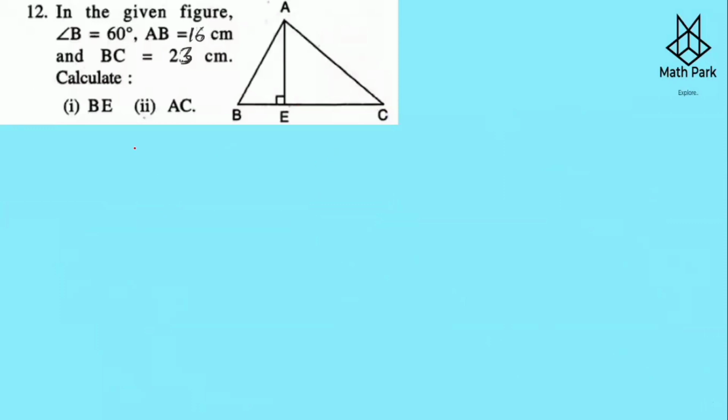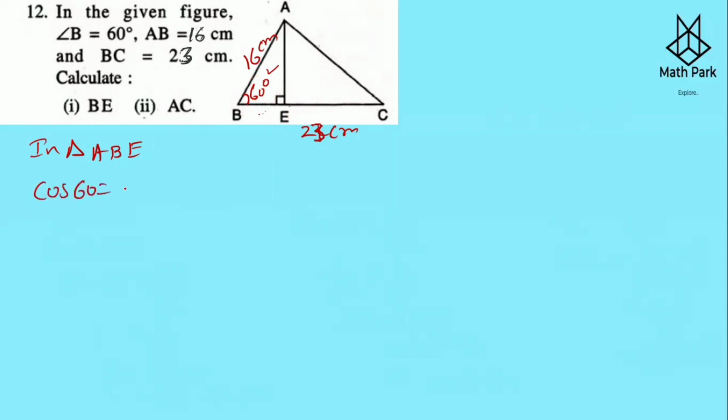In the given figure, angle B is 60 degree. You have AB is equal to 16 centimeter. BC is 23 centimeter. You have to calculate BE. Now to calculate BE, we can use the triangle ABE. So in triangle ABE, hypotenuse is given and opposite and adjacent are not known. So we have to find BE, which is adjacent. So adjacent upon hypotenuse, we'll use cos ratio.